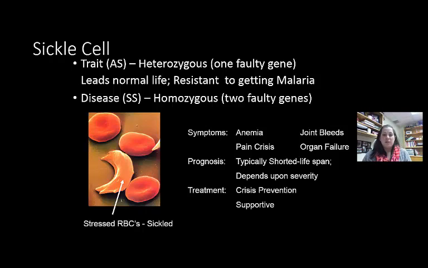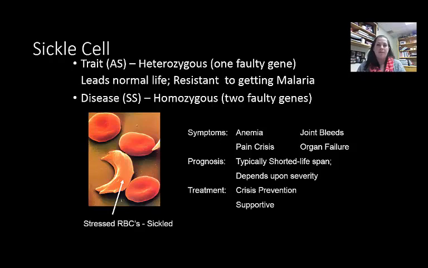So some of the symptoms with sickle cell is anemia. Of course, that's why it's called sickle cell anemia. It causes pain whenever your body goes into crisis because it's not getting oxygen to the parts of your body that need it. It causes joint bleeds and also organ failure, which can be life-threatening. The prognosis is typically a shorter lifespan, but again, it depends on the severity and it depends on where you live. In a developed country like the United States, you can receive treatment, but if you get this in Africa, you're going to have a harder time receiving treatment. Treatment is crisis prevention, preventing the body from going into a crisis state, and it's also just supportive.